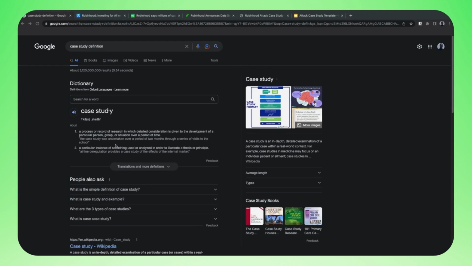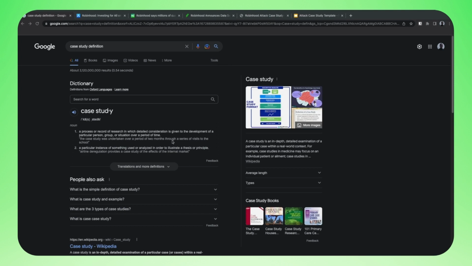Today we're going to go over a beginner-friendly cybersecurity project that you all can do, add to your resume, and talk about during interviews. So today's project we're going to be doing an attack case study.